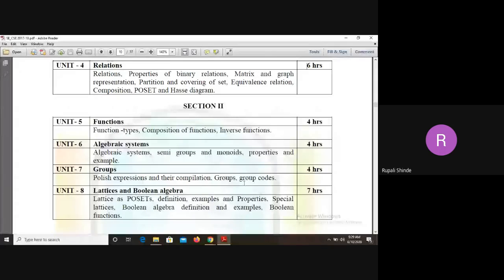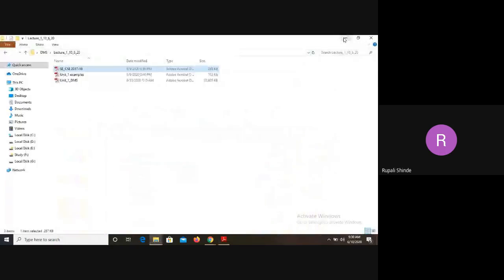And the last unit is based on lattices and Boolean algebra. So in that, we have to see what a lattice is, what the different properties of lattices are, how we can define the lattice as a coset, then examples, special lattices, Boolean algebra. Again, it contains Boolean algebra definition, examples, and Boolean functions. So this is our syllabus. Now, we have to start with unit number 1.